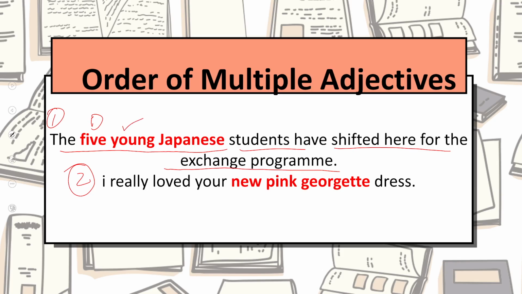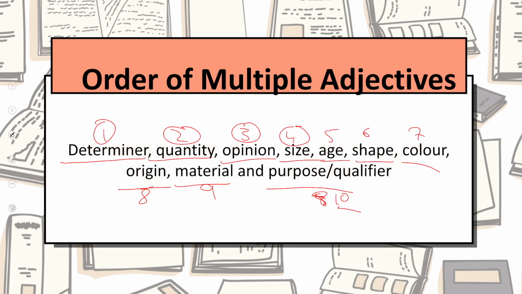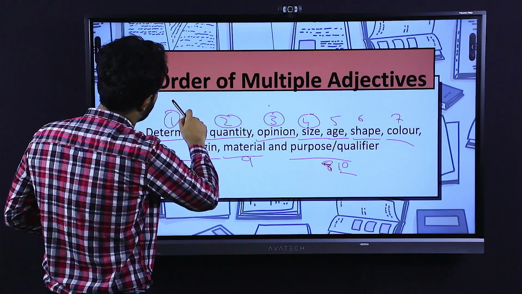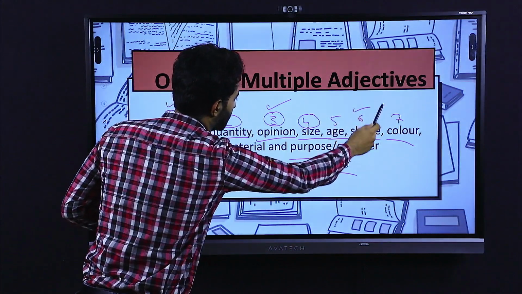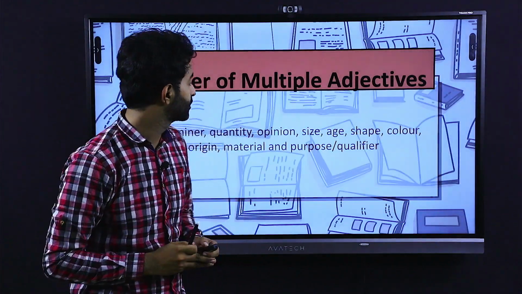Young is the quality, Japanese is the origin. So you have to follow this correctly or order in this manner, and if something is missing, for example, there's no quantity, there's just opinion, so you can just use this one and then this one or then this one, but you have to stay in that particular order.